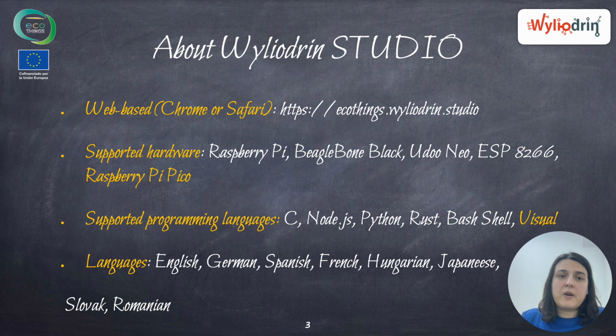In terms of supported programming languages, you can use languages such as C, Node.js, or Python to write your applications, but you can also use visual programming that is based on Google Blockly and allows you to drag and drop blocks to write your applications. You can use Wyliodrin Studio in languages such as English, German, Spanish, and others.